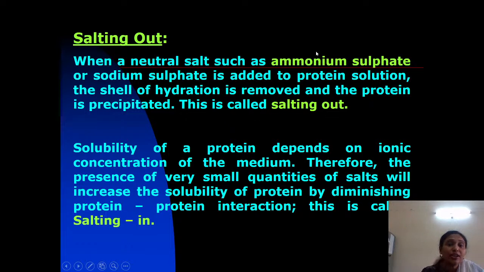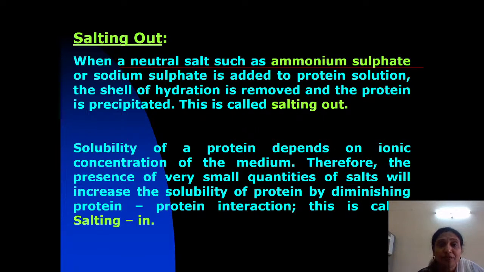Now this salting out process is used for the separation of specific proteins from the solutions. And the amount of salt required to precipitate the protein depends upon the molecular weight of the protein. Here you know that ammonium sulfate acts as a precipitating agent. How? It decreases or removes the shell of hydration.